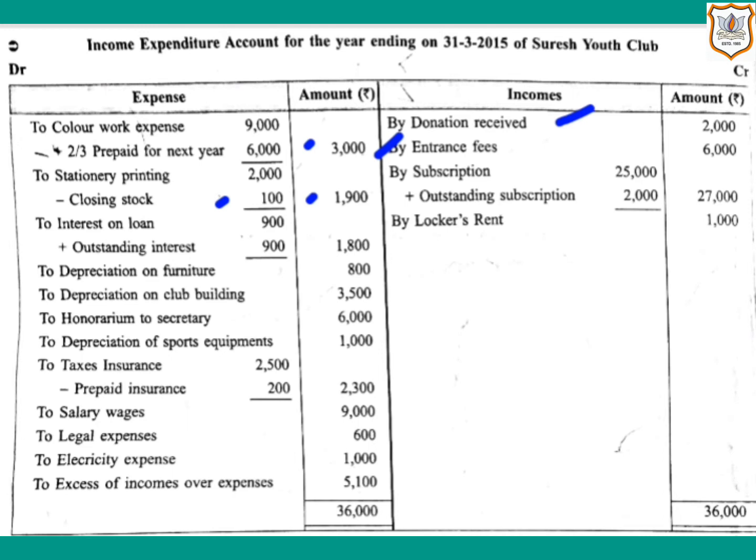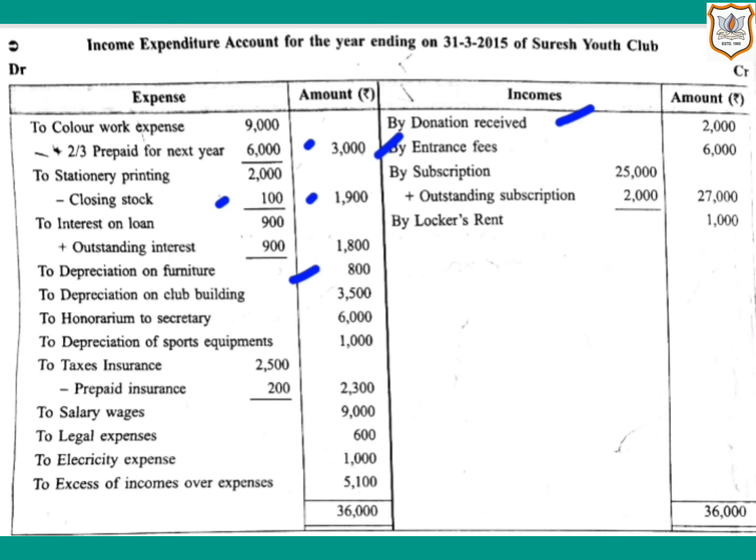Then bank overdraft is our liability. It will not be disclosed in the income expenditure account. Then 12% loan is given, that is 15,000. It will also not be recorded. It is a liability. Then we have furniture. Furniture is an asset, so we will not disclose it here, but depreciation on furniture will be disclosed in the expense column of the income expenditure account, and that is 10%. So 10% depreciation on furniture is rupees 800. That is, we have furniture of rupees 8,000, and 10% of 8,000 comes to 800.